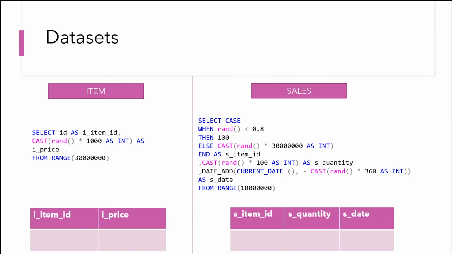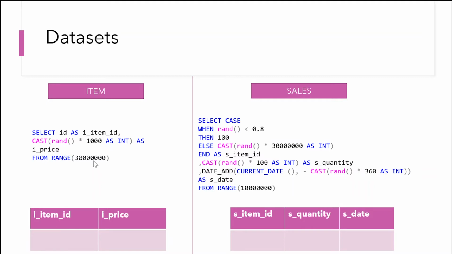So before we go into the demo, I wanted to explain the data sets which we will be using as part of this demo. There are two tables which we will be using. One table is item and the second table is sales. In this item table, you could see there are two columns.